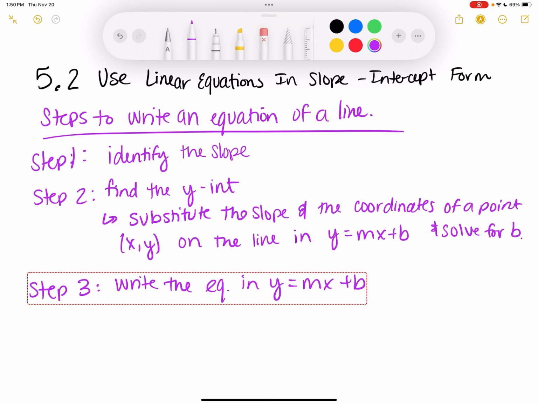And same kind of deal, they might give you 2 points. But just so that you know, if they give you 2 points, you can choose either one to substitute in here in this step 2, and you'll get the same answer. So either point would give you the same answer. So we're just going to jump into some examples with this now.